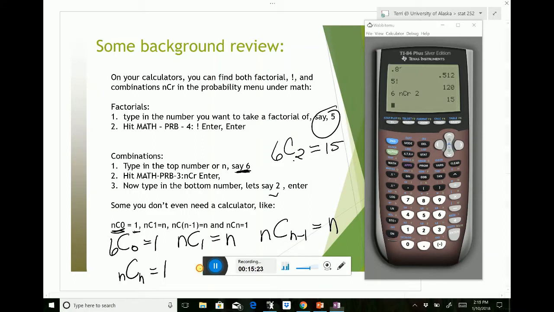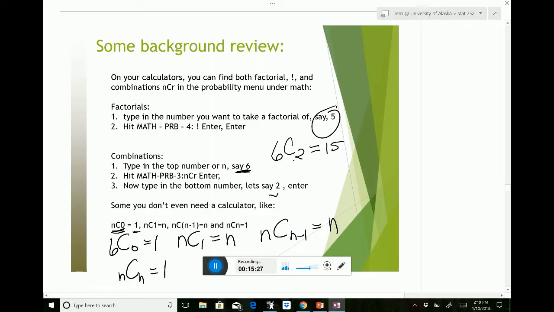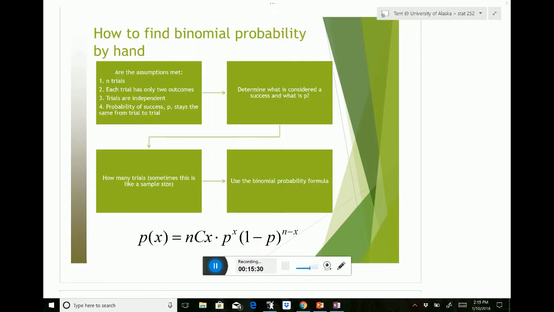Okay, so now we can move on. Now we can look at a few more things. So we can find out how to find the binomial probability by hand. This isn't something we're probably going to be doing a lot of because the calculator has a great thing for this, but I do want you guys to know how to do it and to understand how it works.